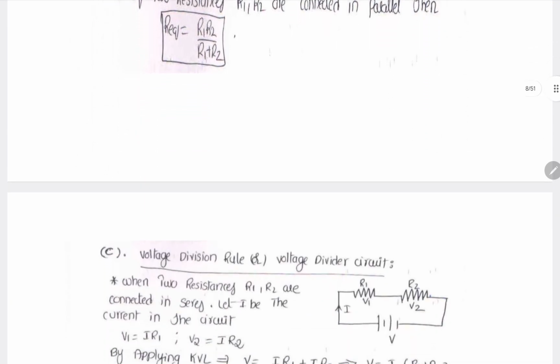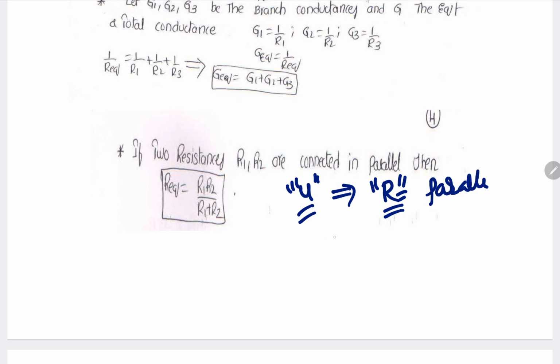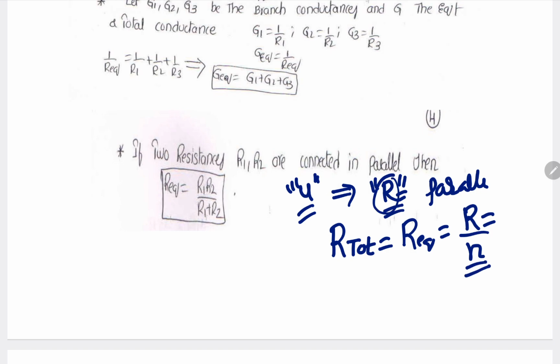Here one small formula I will discuss in the parallel connection of resistors. Let us say 4 resistors are connected, each resistor value is the same, R, and they are connected in parallel. Then what is the total resistance? You know the small formula: total resistance R total or equivalent resistance is equal to R divided by N. R means the resistance value, N means the number of same resistors, that is 4. So R divided by 4.